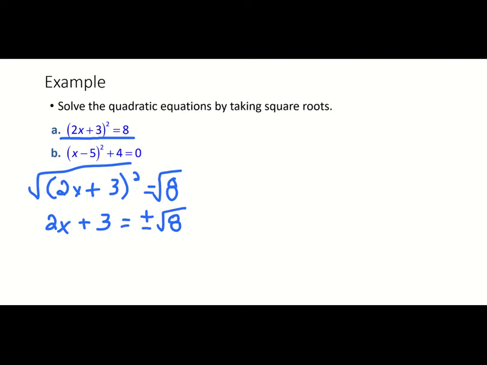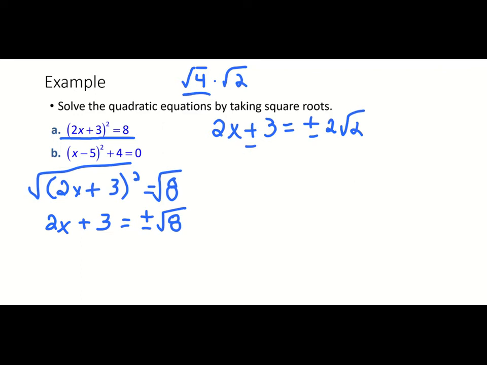So really, right now we have 2x plus 3 is equal to positive or negative the square root of 8. And if you recall, the square root of 8 is the same as the square root of 4 times the square root of 2. So it would be 2 square root 2, because the square root of 4 is 2. And now what we need to do is solve for x.